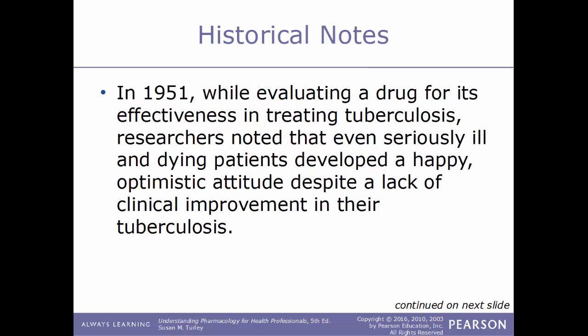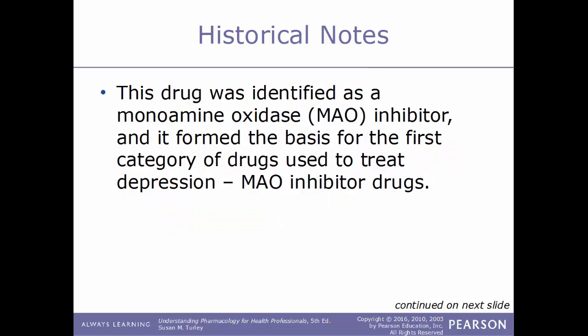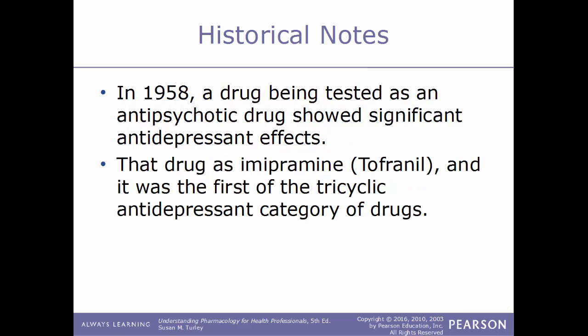In 1951, while evaluating a drug for its effectiveness in treating TB, researchers noted that even seriously ill and dying patients developed a happy, optimistic attitude despite the lack of clinical improvement in their TB. This drug was identified as an MAO, monoamine oxidase inhibitor, and it formed the basis of the first category of drugs that was used to treat depression, MAO inhibitors. In 1958, a drug being tested as an antipsychotic drug showed significant antidepressant effects.